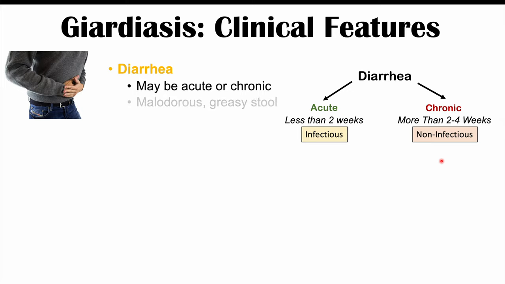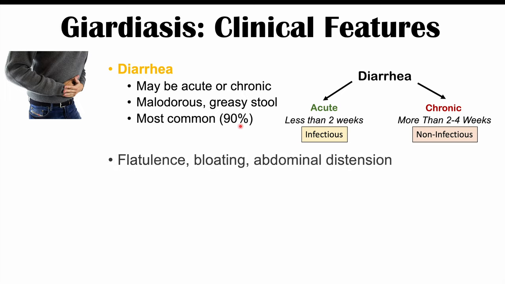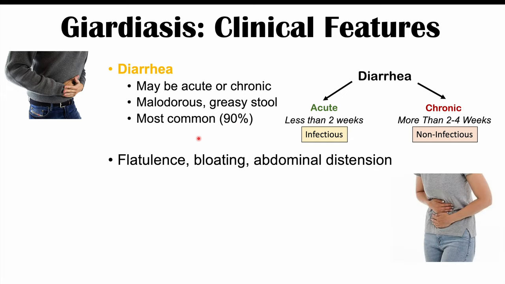Now, this diarrhea is going to be particular in that it's going to be quite malodorous, and the stool is going to be what is described as greasy. And this is going to be the most common finding in giardiasis, occurring in roughly 90% of patients. Some other important and common findings in giardiasis are flatulence, bloating, and abdominal distension. So these are, again, going to be some common findings that occur in an estimated 70% of patients who have signs and symptoms.